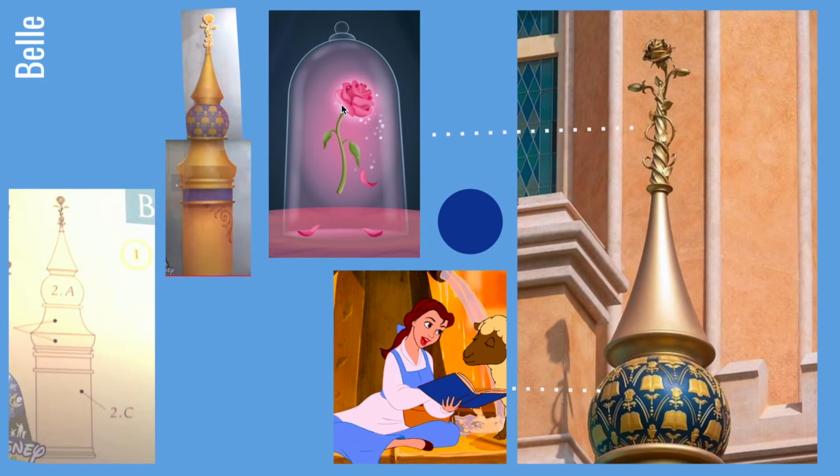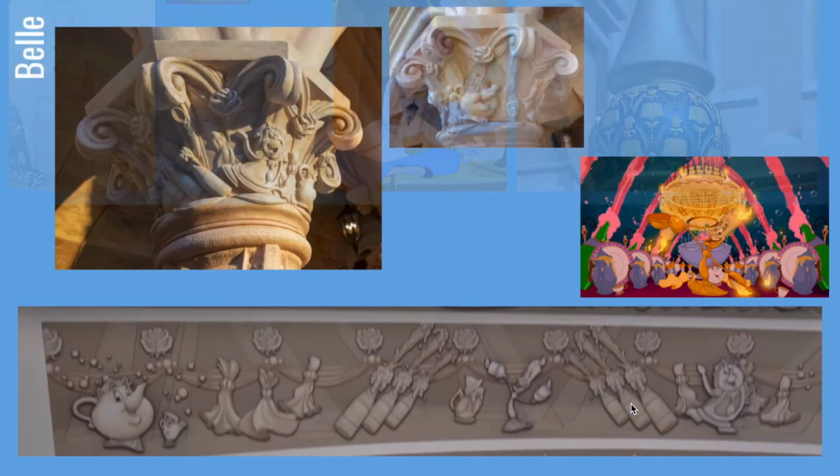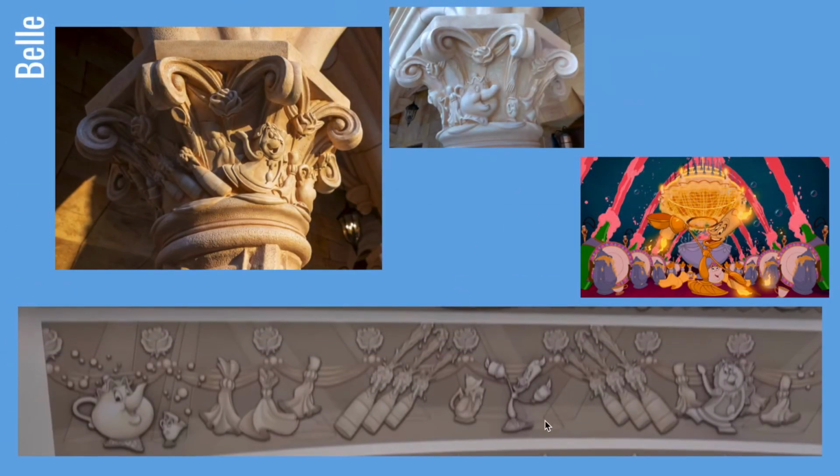The top of it, the finial, is an in-bloom rose, and then the pattern over here is the books that she loves to read, as well as roses. On her capital, we see the scene from Be Our Guest, which has the champagne bottles, all the characters, things like that.